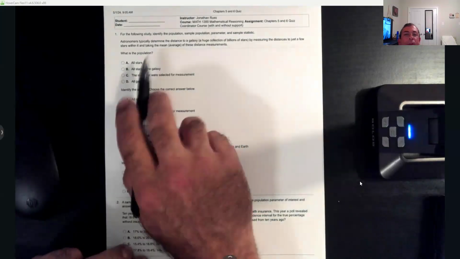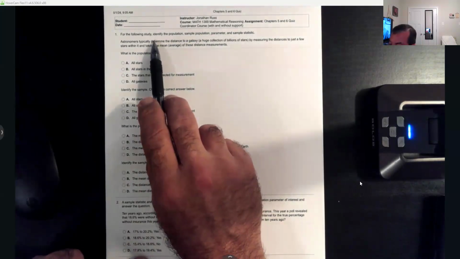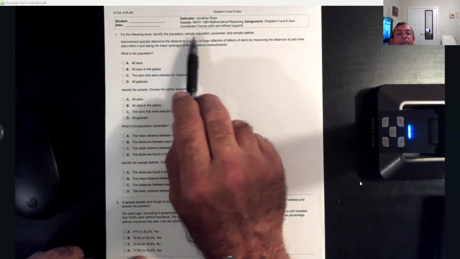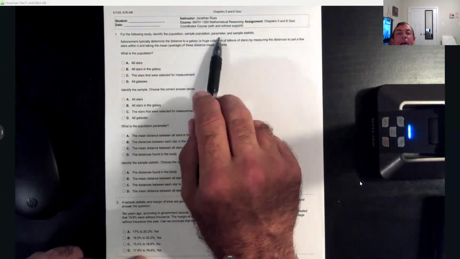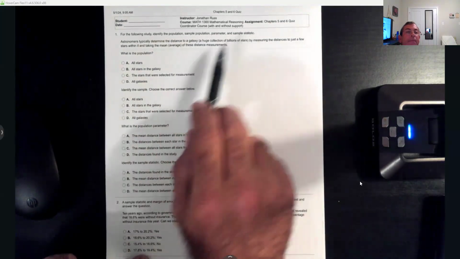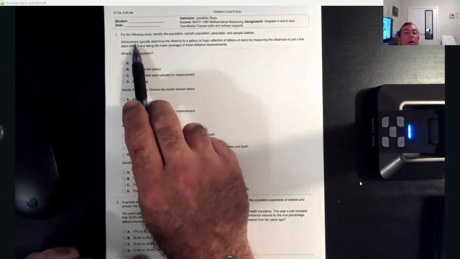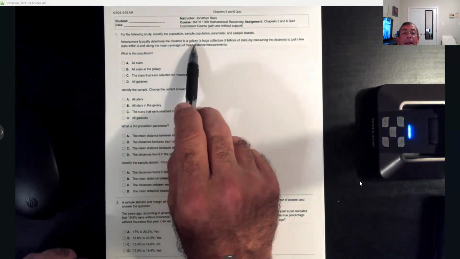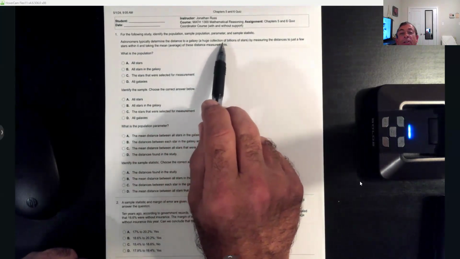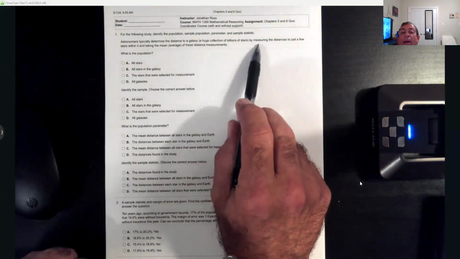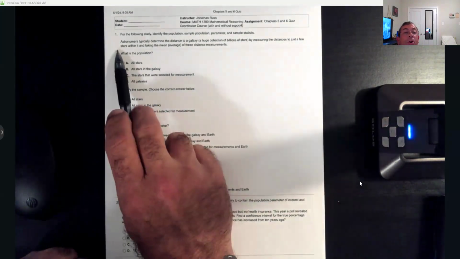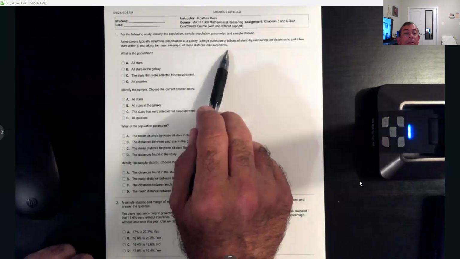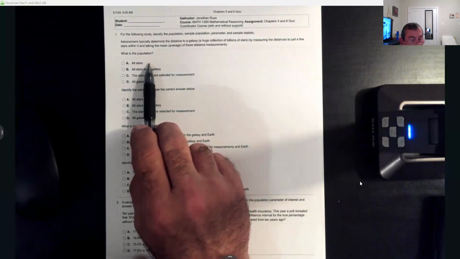All right, y'all. So the first question on this quiz, they're wanting us to, for the following study, identify the population, sample population, parameter, and sample statistic. So we got astronomers typically determine the distance to a galaxy, which is a huge collection of billions of stars, by measuring the distance to just a few stars within it and taking the mean average of these measurements. So they want to know, what is our population?